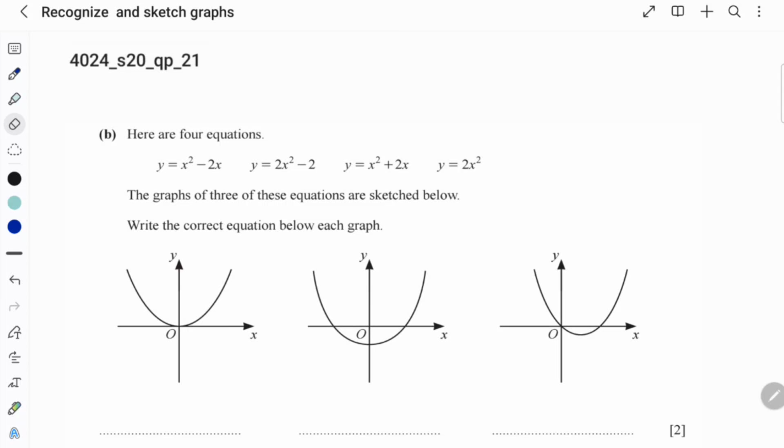Now this question is 4024, the 2020 question paper 2-1, May June. Here are four equations, all quadratic, and you can see the three curves are there and four equations. It means that one of the equations will not go for these curves. So the equations are x square minus 2x, 2x square minus 2, x square plus 2x, and y is equal to 2x square. No curve and no equation has the negative coefficient with x square, and all the curves are opening upwards. All right, so now we'll have to see their answers.